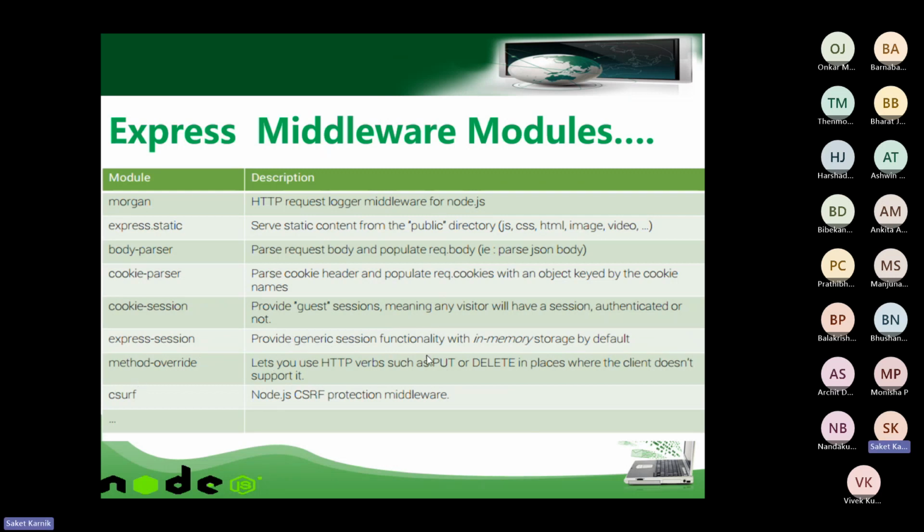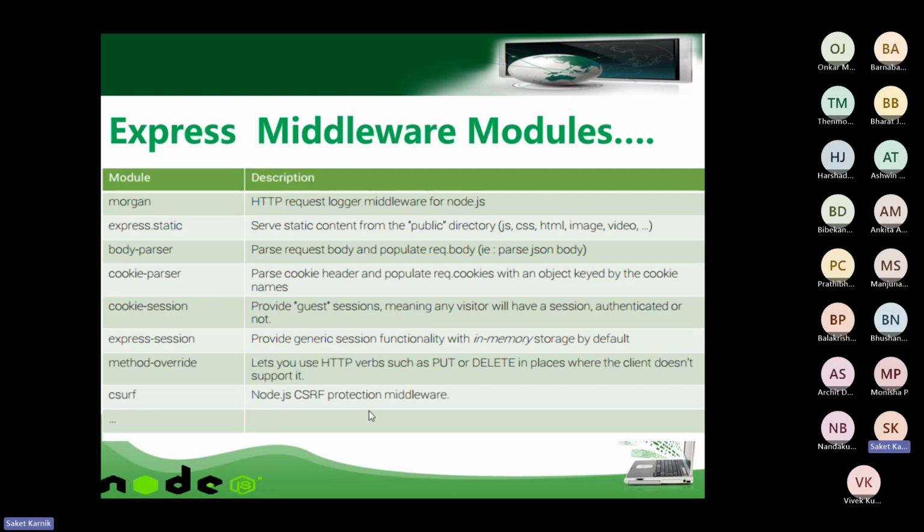Then method override is there, which allows you to use HTTP verbs like put or delete in places where the client does not support it. Your browser, your client environment may not have support for these advanced HTTP verbs. In older versions, we had support for get and post only earlier. So in such cases, the method override module can be used to allow you to use put and delete as well, even if they are not supported.